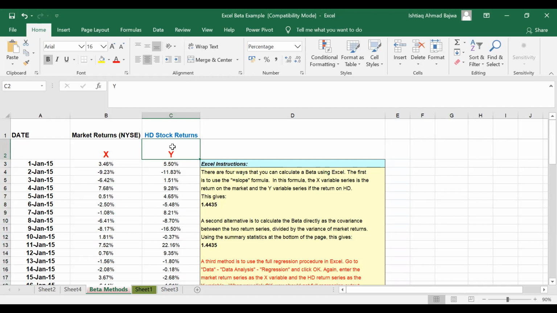Normally what we do, we put stock as Y and market as X, because stock depends on market. Stock return depends on market return. So stock is Y, the dependent variable, and market is X.